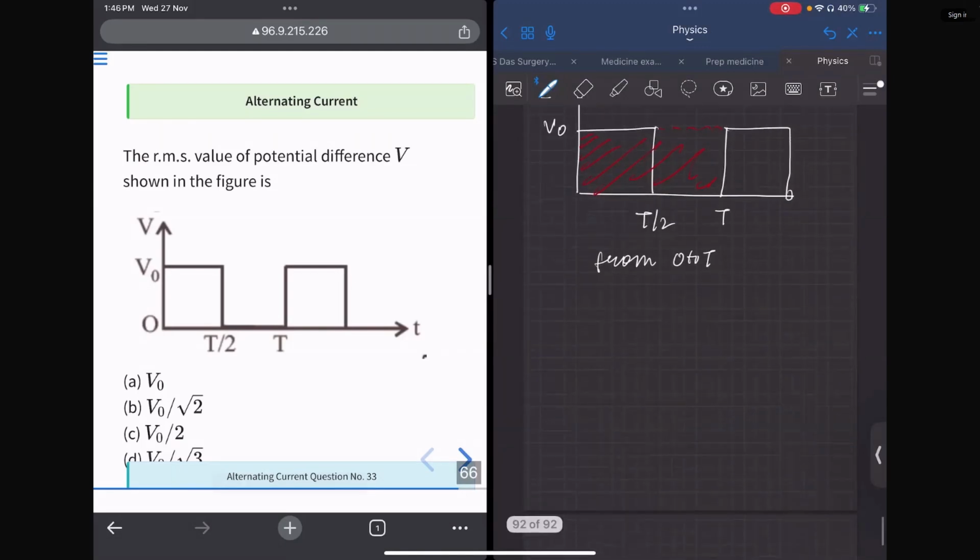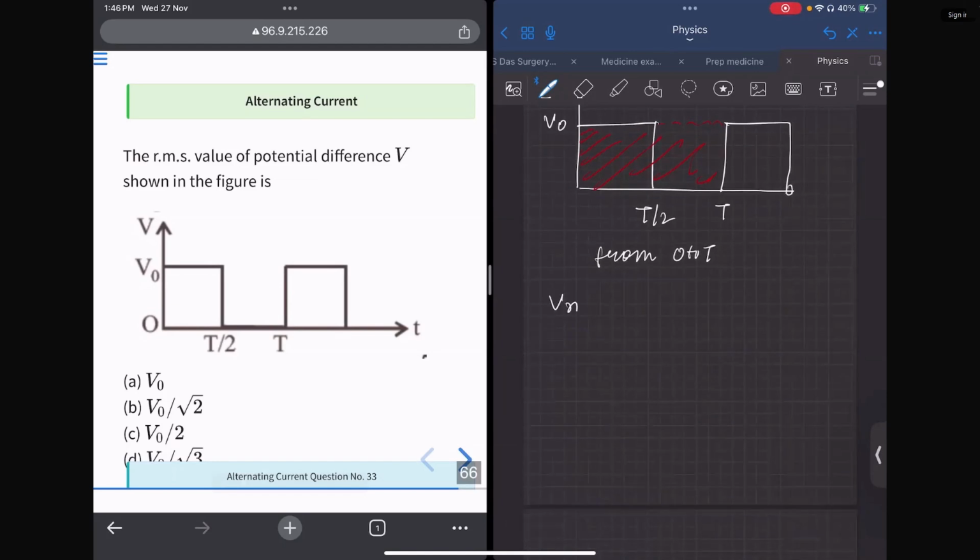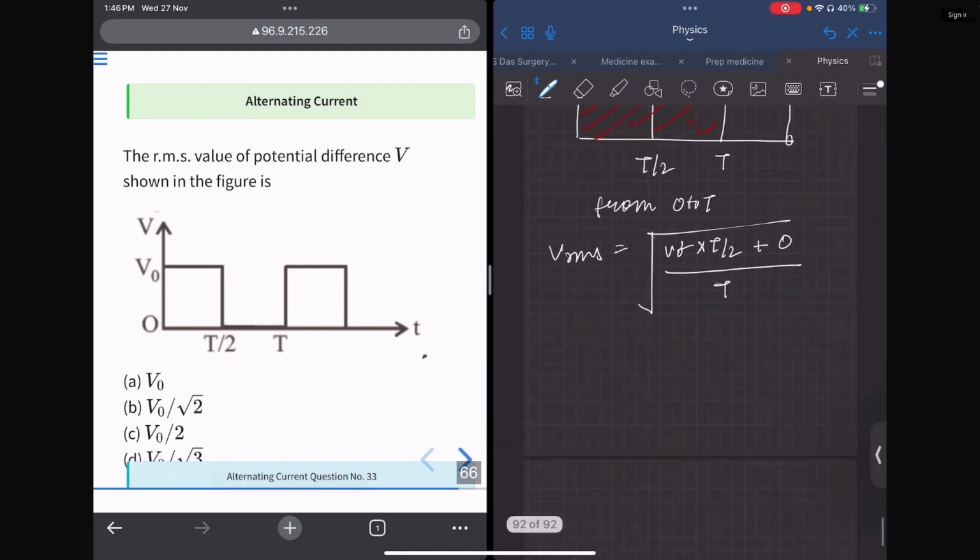So the RMS is under root. We will square the value. It is V naught square, and it is for how much time? It is for t by 2. In the other half, the value of potential is 0. And if we take the mean, the total time is t. So mean is total value divided by total time. And then we'll put all of this under a square root.